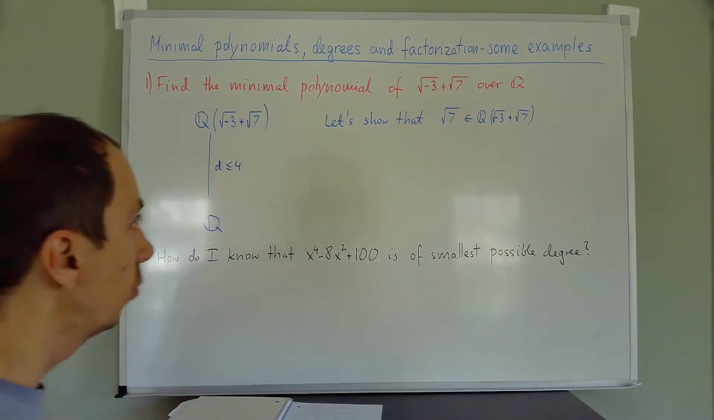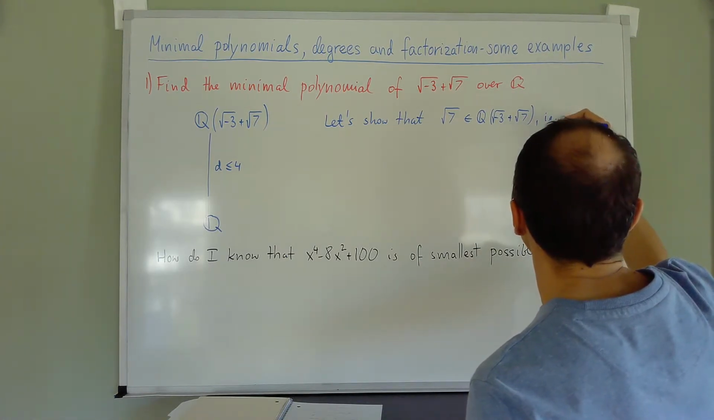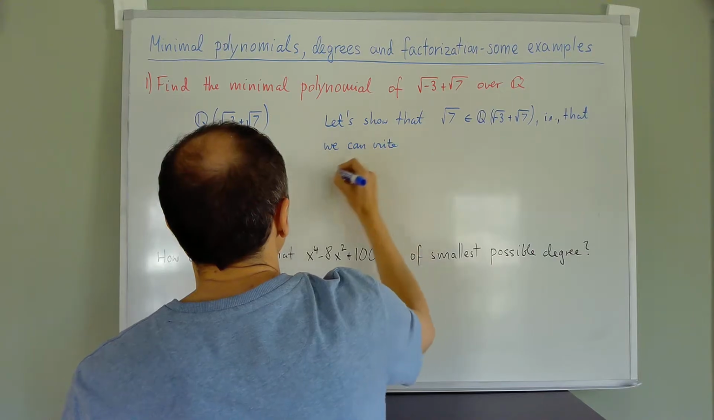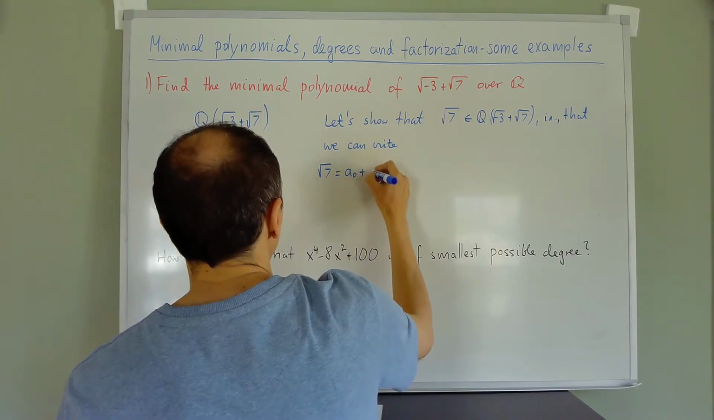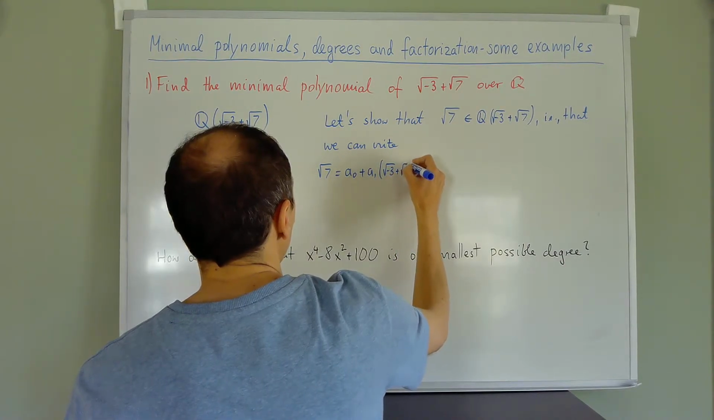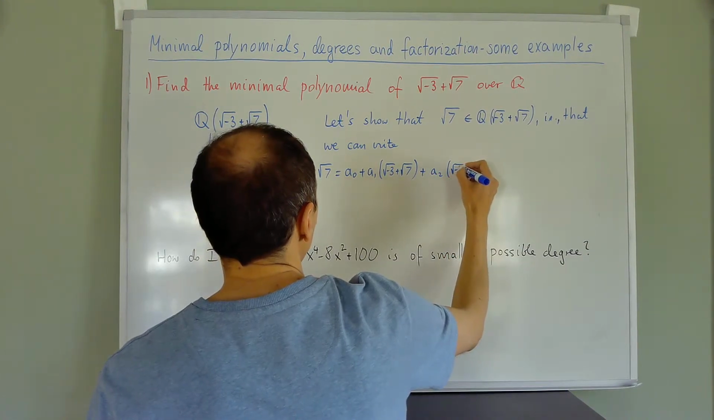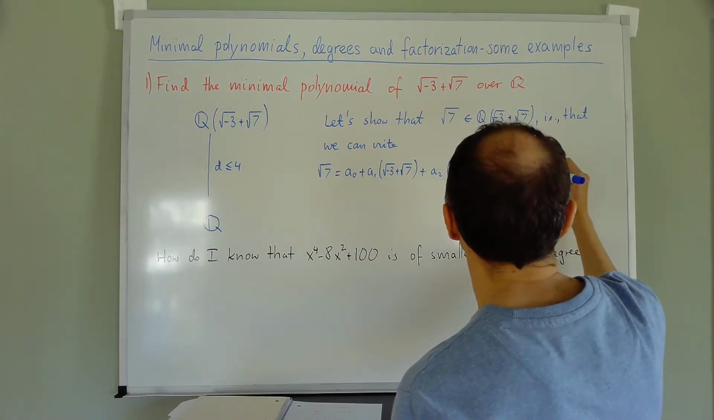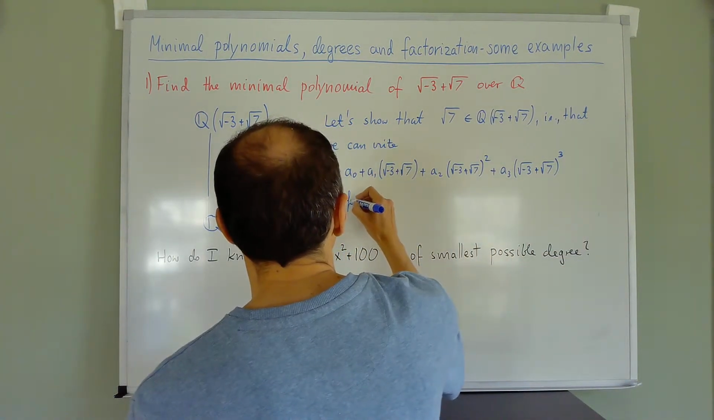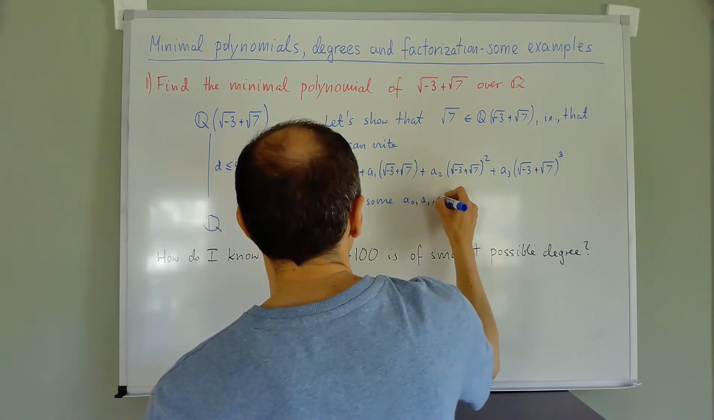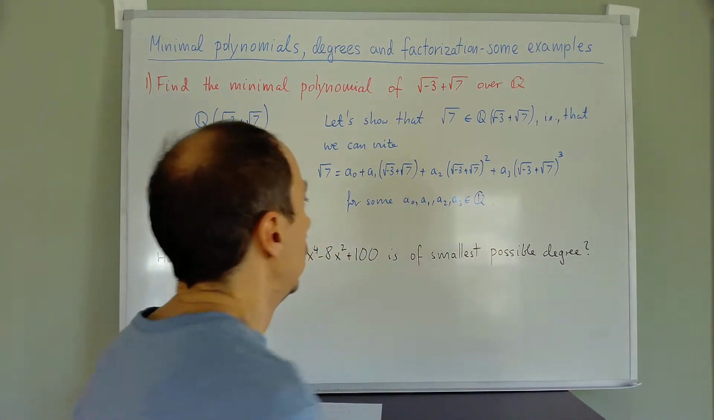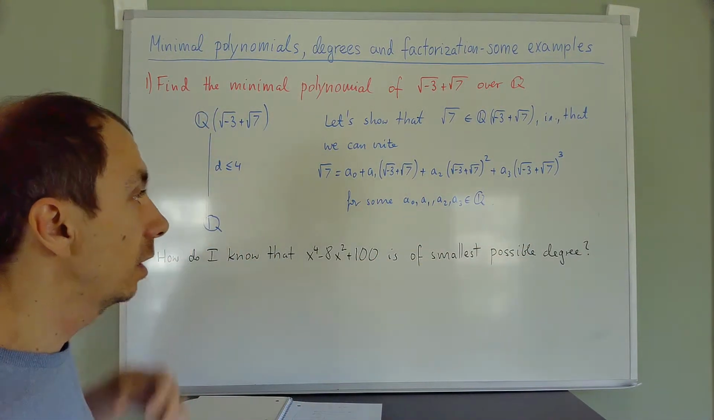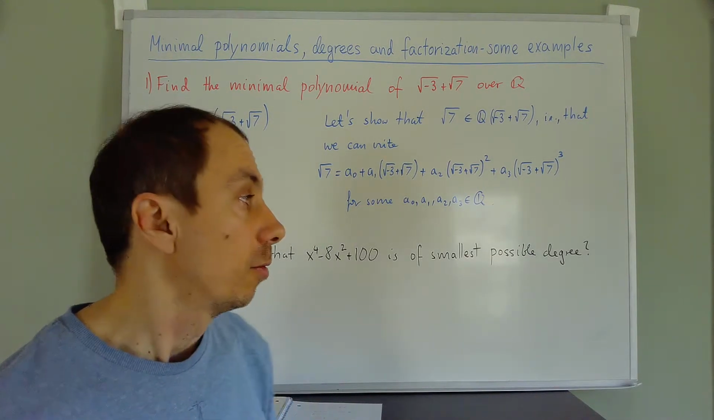How would I show that? So what do I need to show? I.e. that we can write radical 7 as a0 plus a1 radical minus 3 plus radical 7, and then its square, and then its cube, for some a0, a1, a2, and a3 in Q. I know I don't need any more terms than going up to the cube, because I already know that the degree of this extension is at most 4. Maybe I need fewer terms, I don't know, but I know I don't need any more.